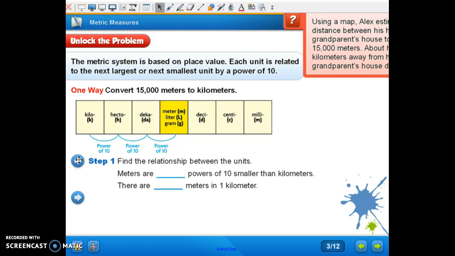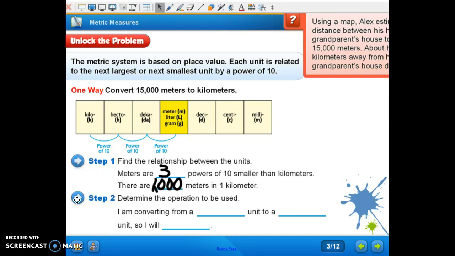First, find the relationship between the units. Meters are how many powers of 10 smaller than kilometers? How many? 1, 2, 3. So there are 3 powers of 10 smaller than kilometers. There are how many meters in a kilometer? What did I tell you? This is tens, hundreds, thousands. So there are 1,000 meters in a kilometer.